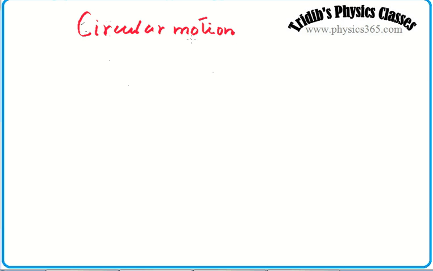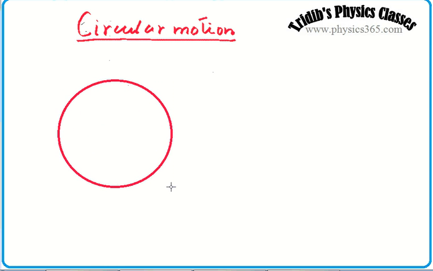motion. So, what is circular motion? Suppose there is a circular path. There is a circle, and of course, then there will be a center.